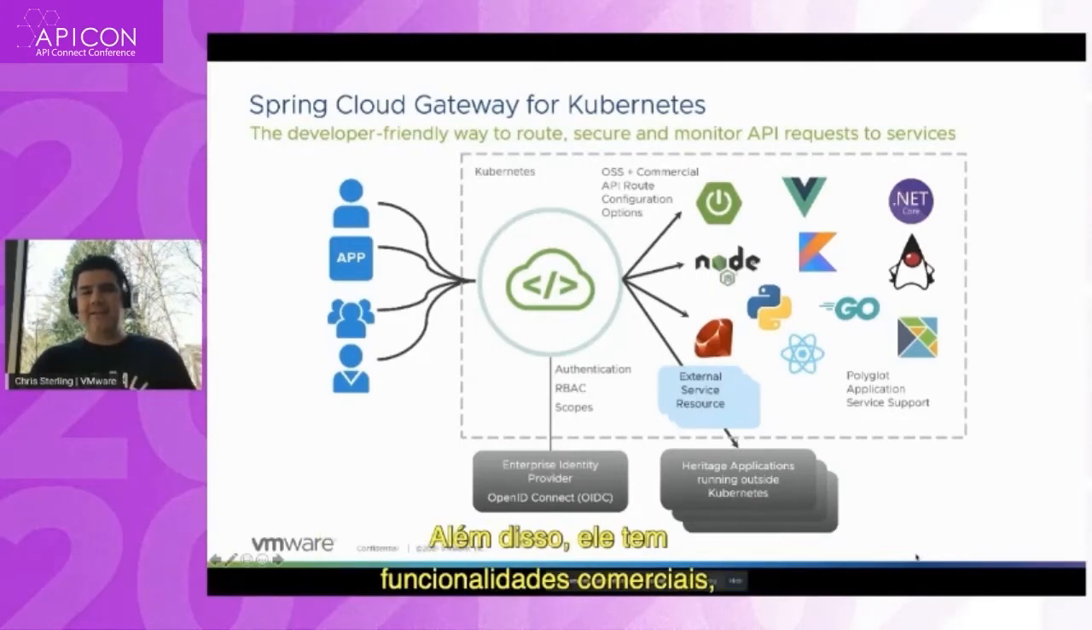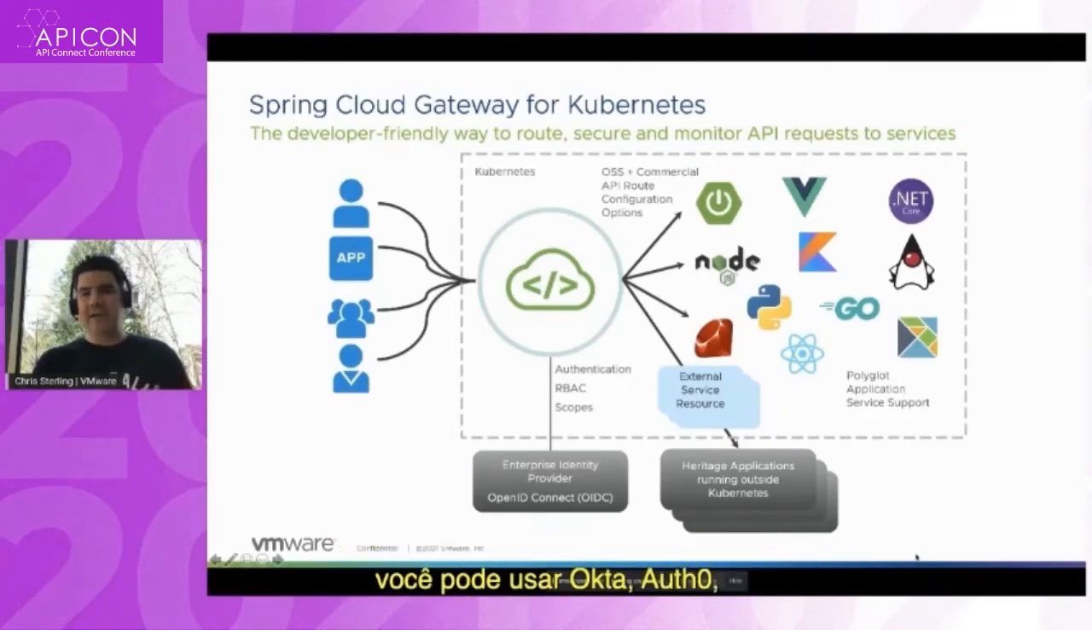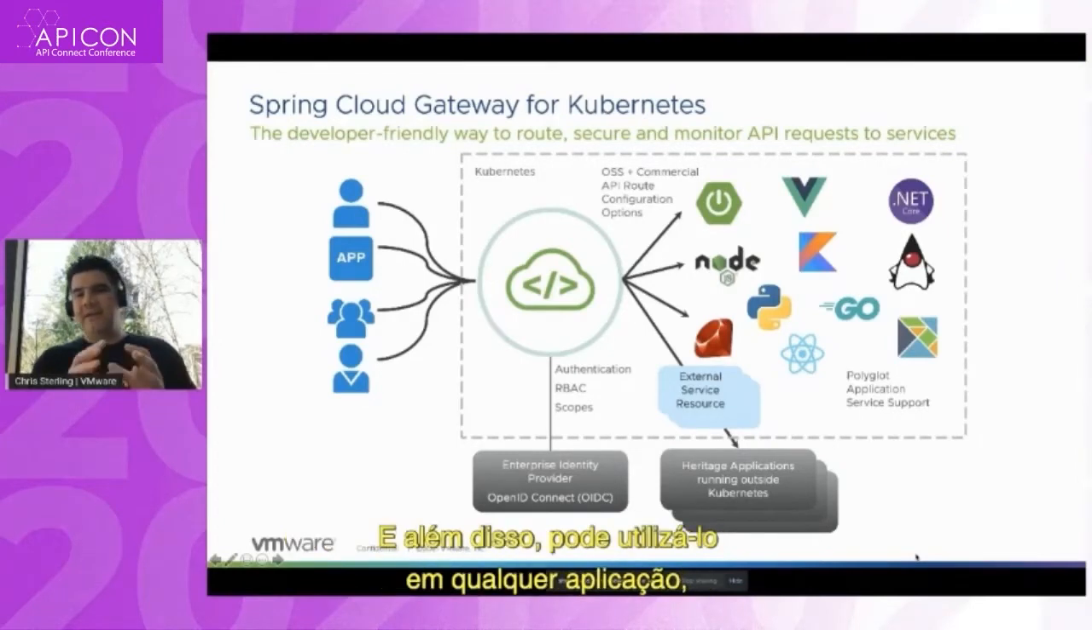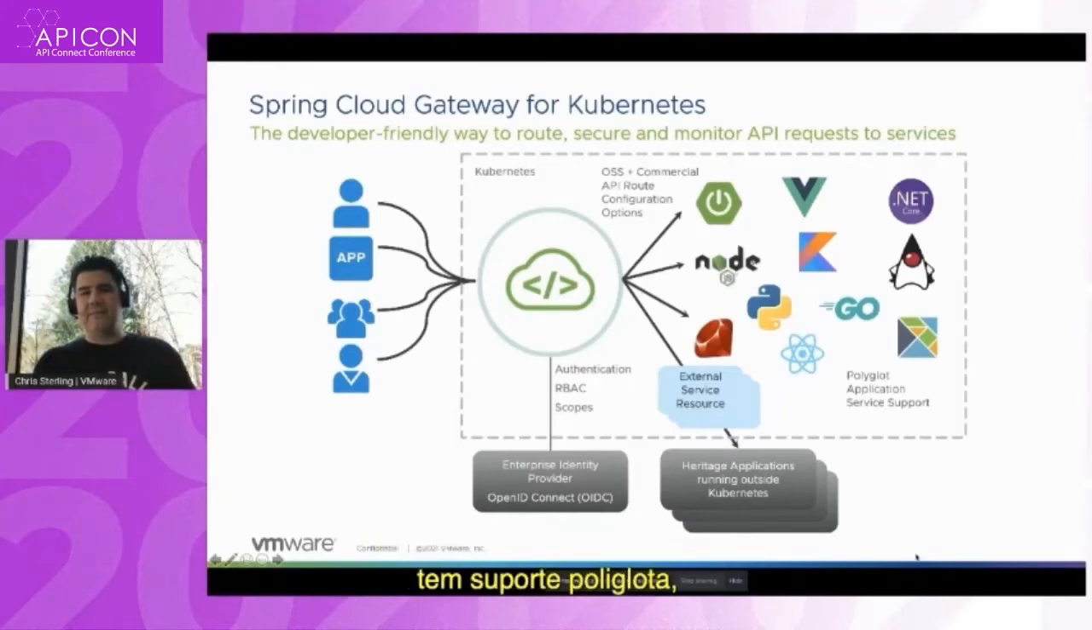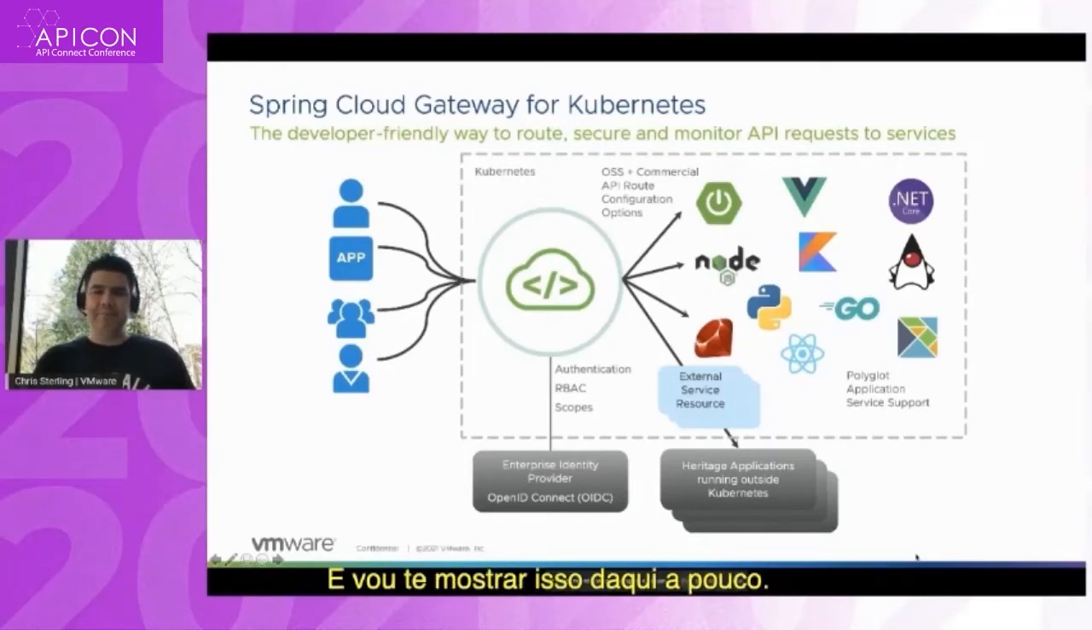On top of that, it adds some commercial features such as single sign-on support. So we automatically allow you to configure an OpenID Connect provider. You might be using Okta or Auth0 or one of the ones that you have in your enterprise on-premise deployments. And on top of that, you can also use it in front of any type of application. It's polyglot support. There's no need for you to know Spring and Java. It's just a configuration to make your application expose its APIs on the gateway. And I'll show you that in just a moment.